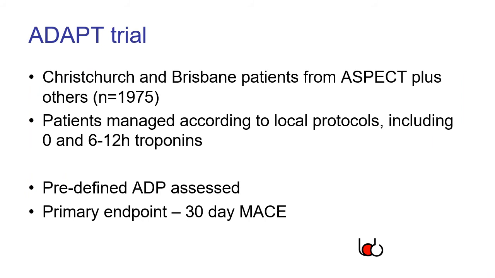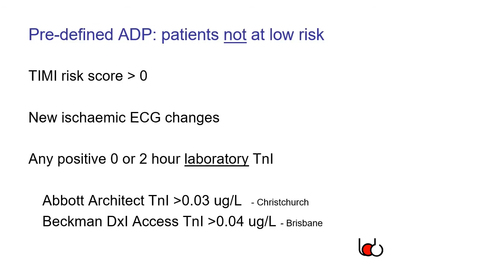So the ADAPT trial included Christchurch and Brisbane patients from the ASPECT study, plus others. Patients were managed according to local protocols, including 0, 6 and 12-hour troponins. The predefined ADP was assessed, and the primary endpoint was 30-day MACE. On this occasion, patients not at low risk included those with TIMI scores greater than 0, new ischemic ECG changes, and any positive 0 or 2-hour laboratory troponins, which was Abbott for Christchurch and Beckman for Brisbane, using the contemporary assays of the day.